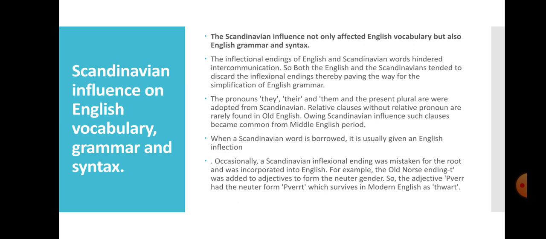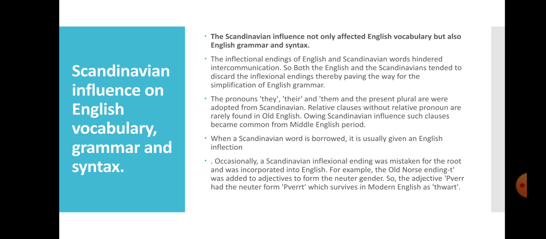Compared to Old English, which had an inflectional system, modern English lost, elided this inflection, and modern English words have the least inflection. It's a period of lost inflection. I have already mentioned this, right? Like this, both the English and the Scandinavian words discarded the inflectional system. Then this led to the simplification of English grammar. Inflections were taken off and thereby the simplification of language.